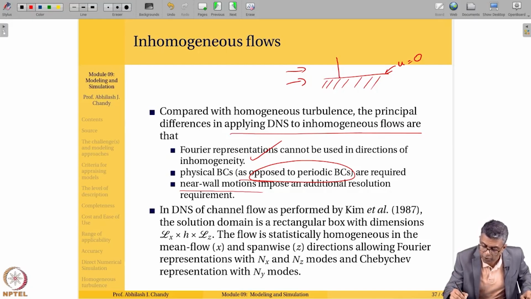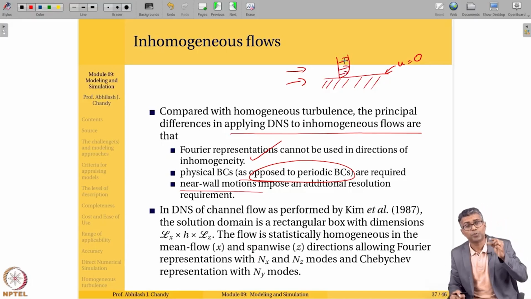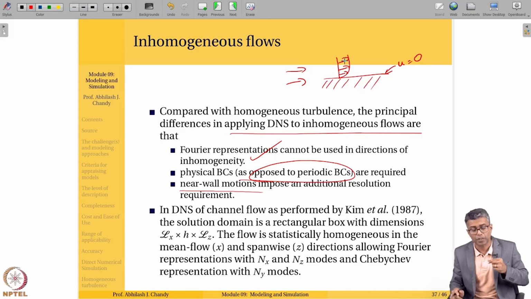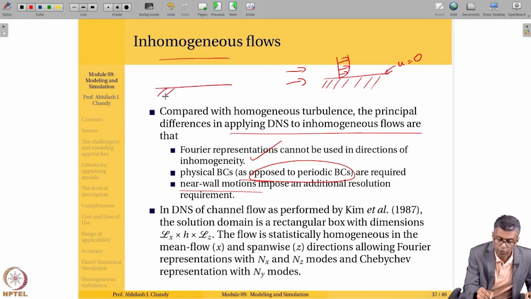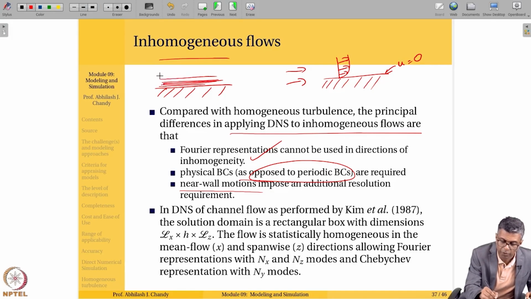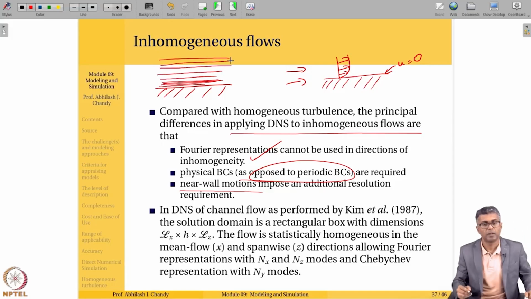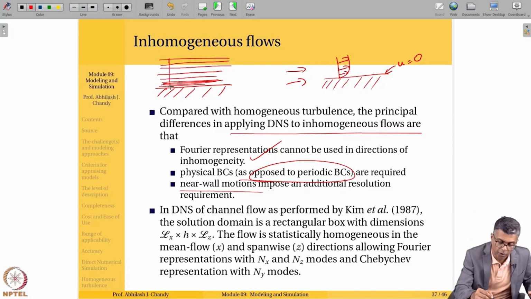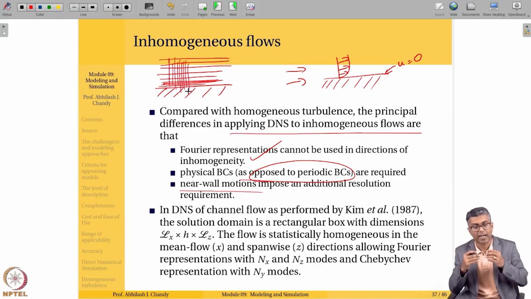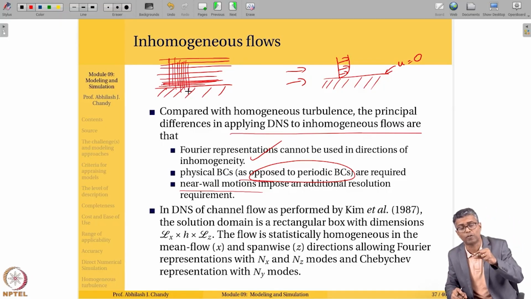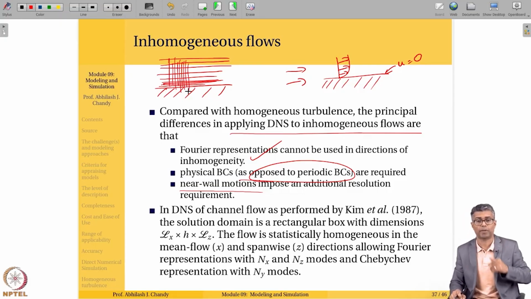That is how we know that if you have a velocity gradient, it's going to look like this, isn't it? Which means you need to resolve that velocity gradient. So in terms of grid points, if you have your wall, you have to have an extremely fine grid near the wall, whereas as you go away from the wall, you can afford to be coarse. So near the wall, it is going to be very fine. That kind of resolution requirement to resolve the velocity gradient near the wall is what I'm talking about. These near wall motions impose additional resolution requirements.